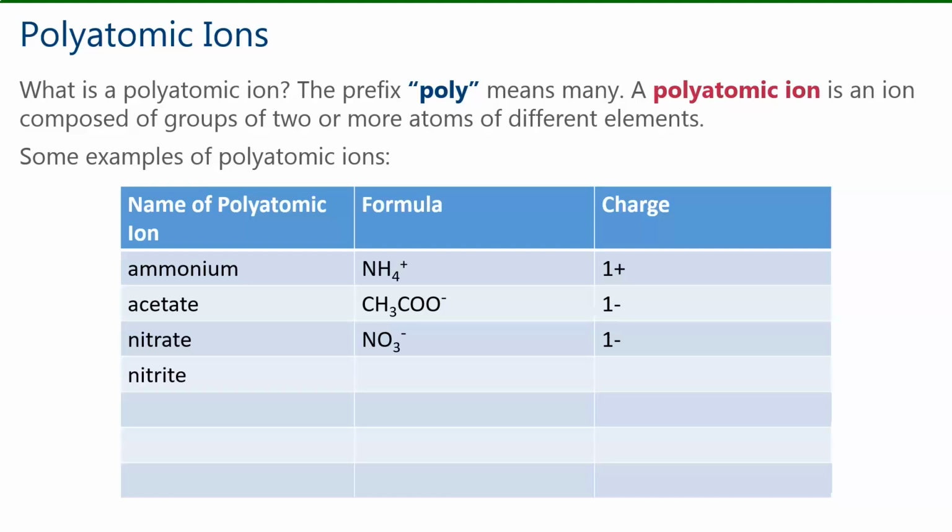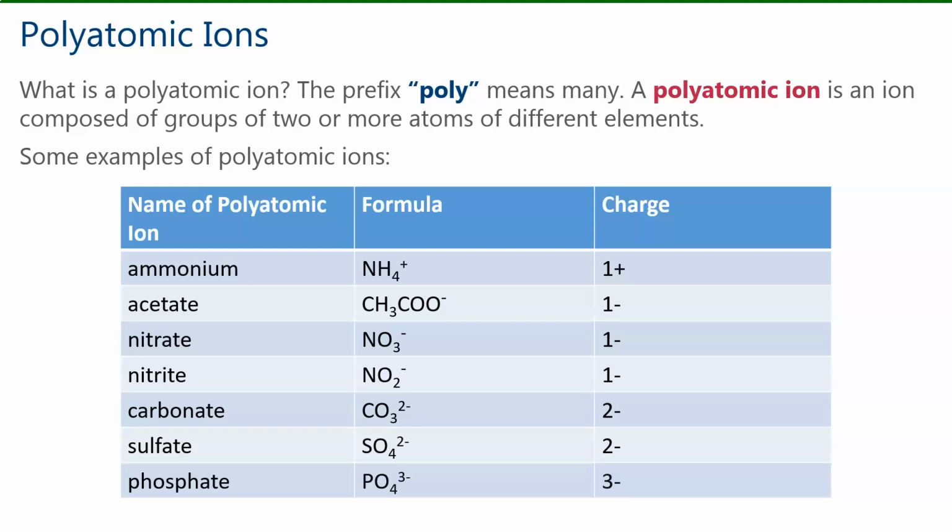Our next example is nitrite, and the formula for nitrite is NO2 with a negative charge. Our charge is -1. Our next example is carbonate. The formula for carbonate is CO3 with a charge of -2. Then we have sulfate. Formula for sulfate is SO4 with a charge of -2. And the last example I'll show is phosphate, PO4 with a charge of -3.